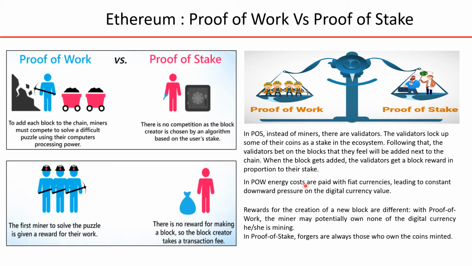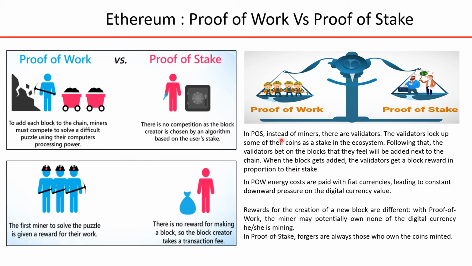So in proof of work, energy costs are paid. This is a very important thing. In proof of work, a lot of electricity is required, a lot of hardware is required. To purchase those, we have to use fiat currency, which is leading to constant downward pressure on the digital currency value. So this is where fiat currency comes into the picture to buy all these things, which is not required in proof of stake.